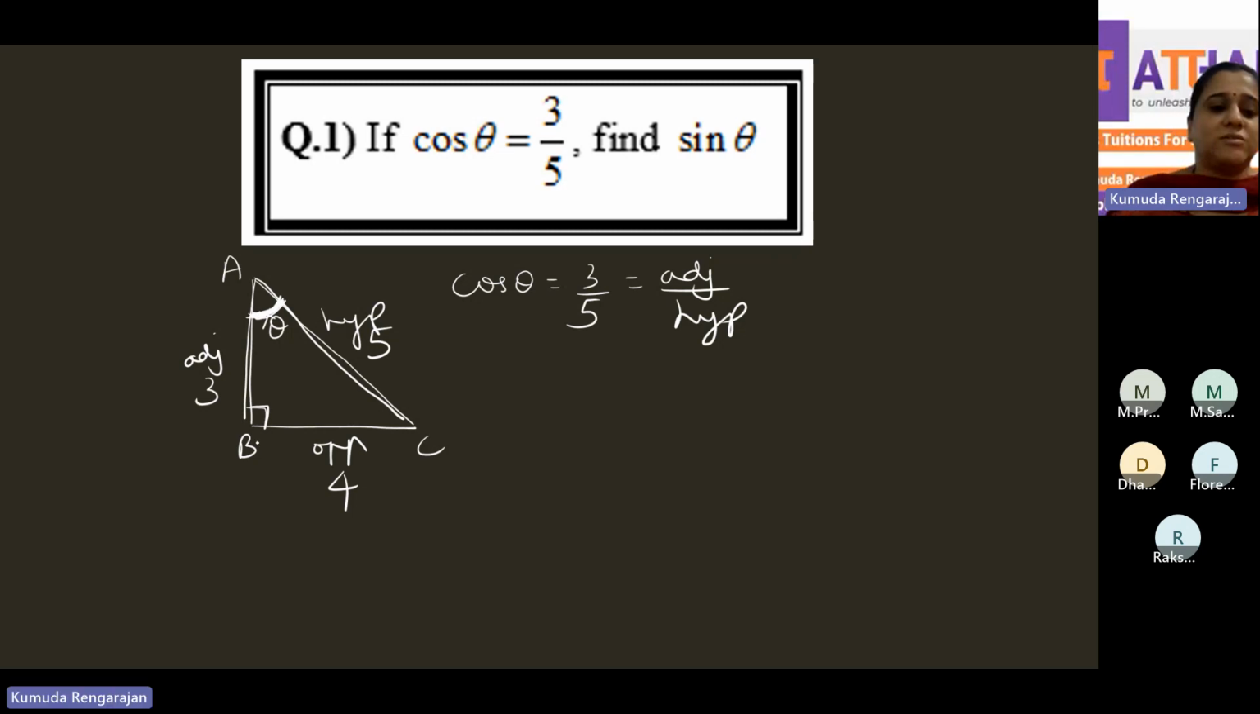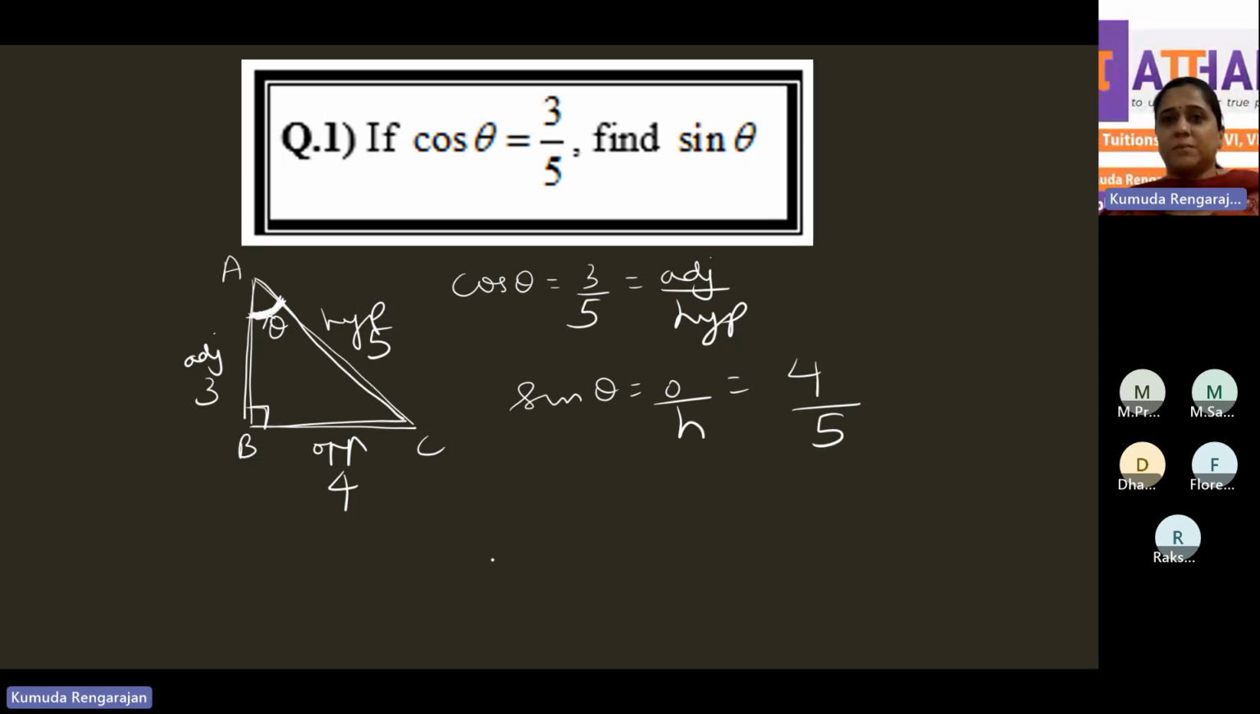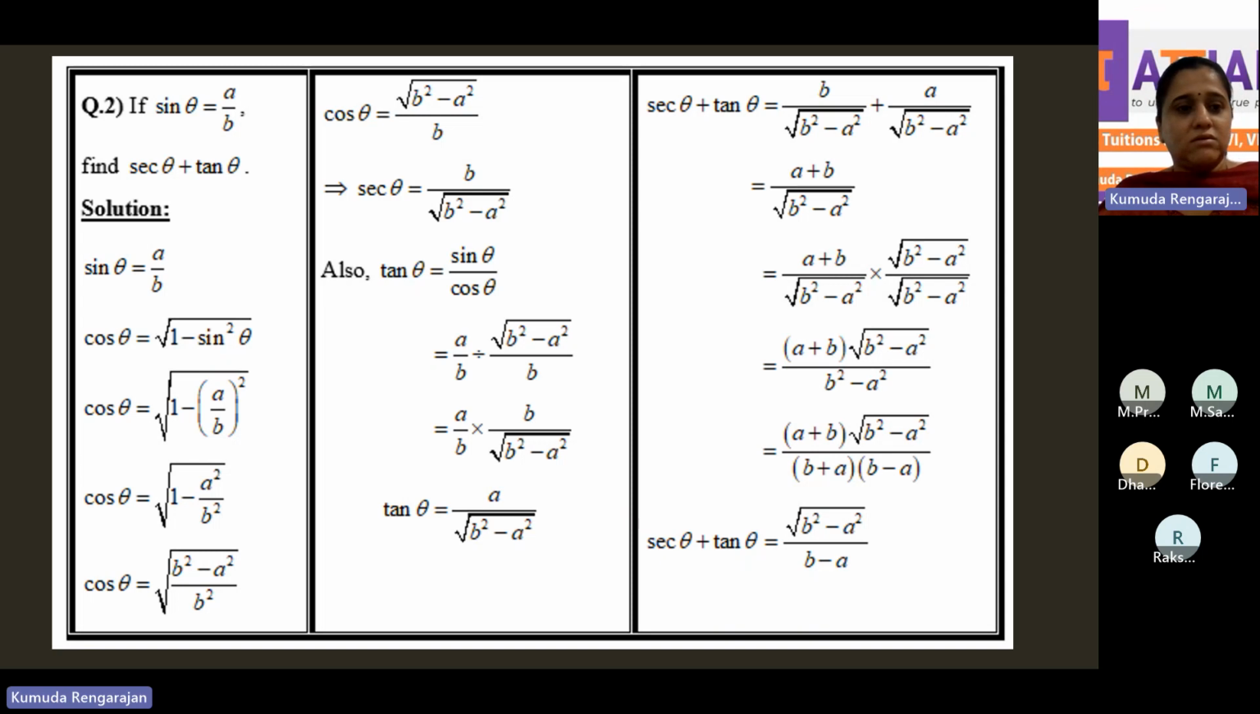Correct? By Pythagoras theorem, you'll find BC and that's going to be 4. Now find sine theta. What is sine theta? Opposite by hypotenuse. And opposite is 4, hypotenuse is 5. So the value of sine theta is 4/5. You can do this in 2-3 ways. This is one of the few methods. So we'll do that in the next class. I gave you the reason for that. Otherwise, I would do the other methods also right now. But I've done everything here.